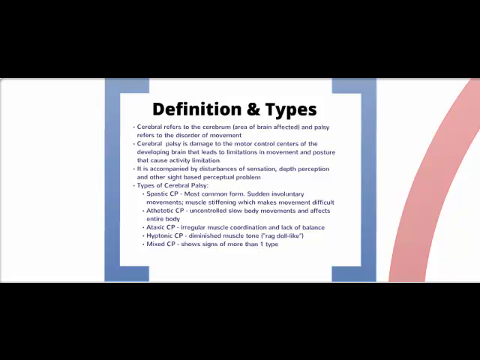It can be accompanied by disturbances of sensation, depth perception, and other sight-based perceptual problems. There are different types of cerebral palsy, with the most common form being spastic cerebral palsy. This includes sudden involuntary movements and muscle stiffening, which makes movement difficult. Another type is athetoid cerebral palsy. It includes uncontrolled slow body movements that affect the entire body. Ataxic cerebral palsy is irregular muscle coordination and lack of balance. Hypotonic cerebral palsy is diminished muscle tone, so the patient is ragdoll-like. Also, there is mixed cerebral palsy, which shows signs of more than one type.